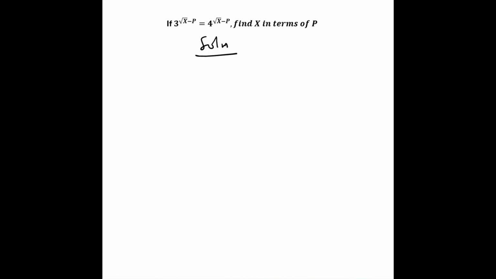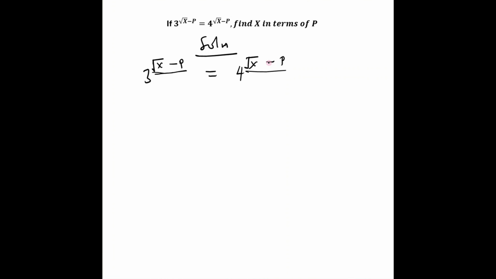Okay. Now, this is the problem, right? 3 raised to power of root x minus p equals 4 raised to power of root x minus p. Okay, now what are we going to do? If you check properly, you will realize that we have a common power on both sides, right? See, root x minus p.